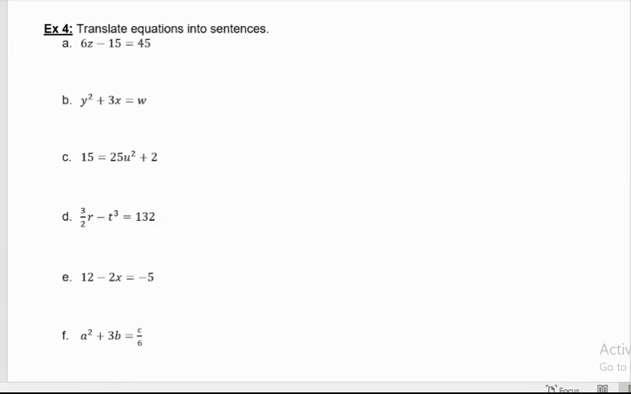We can also translate algebraic equations into sentences. So just like we did with expressions, we can do that with equations as well. So translate equations into sentences. For a, I have 6 times z minus 15, then an equal sign, so "is" or "equals" 45.